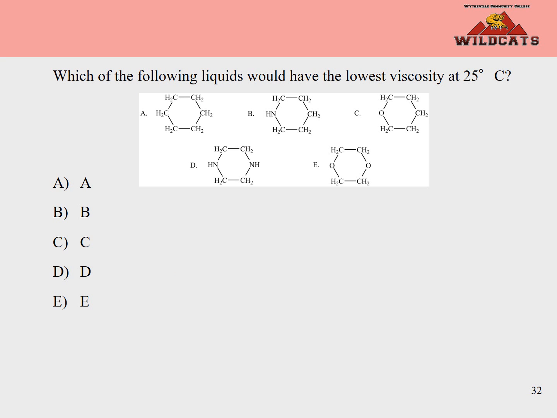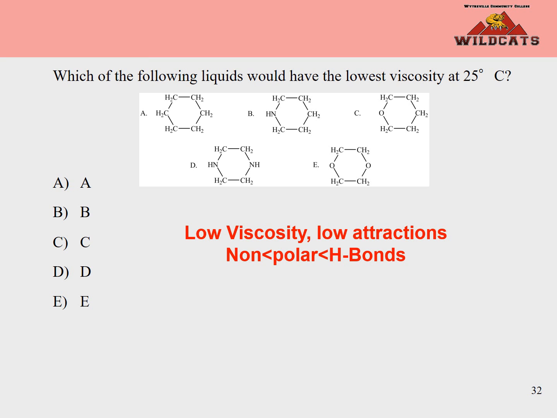Which one of these would have the lowest viscosity? It's going to be the one with the lowest attractive forces, and so it's going to be A. If you notice, it's got hydrogens all the way around the outside of it, so it's going to be nonpolar. It's just going to have some dispersion forces.